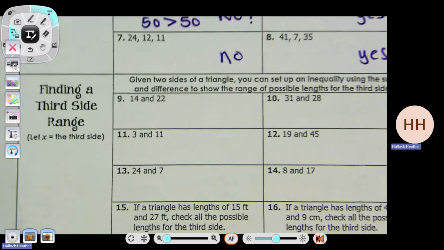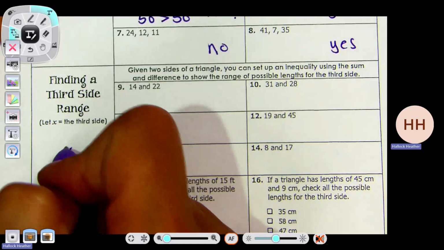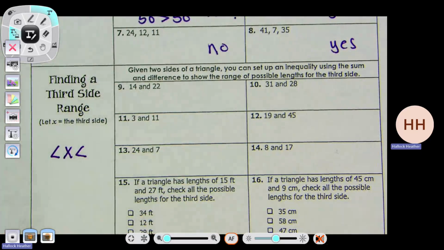So basically, a compound inequality from Algebra 1. A compound inequality is where x is in the middle and you have two less than symbols, a smaller number and a bigger number, and x is between these two numbers. It's called a compound inequality. It was like your ands and your ors. Does that sound familiar?